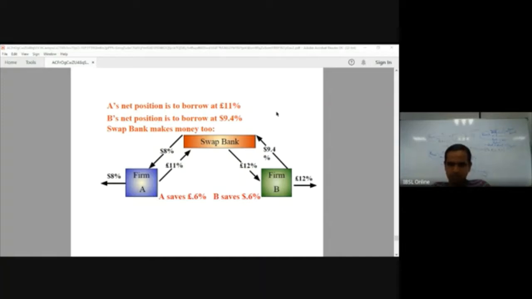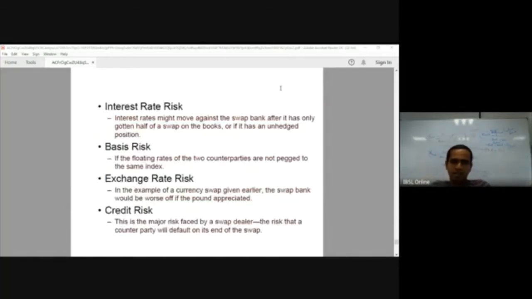Now this is a little risky. Well, the risk actually is exchange rate risk is also there for swap bank, right? So what they receive in one currency should be matched against what they receive in the other currency. Actually, their receipt should be more than what they pay, otherwise they'll make losses. Then the risks of swaps, interest rate risks, if interest rates change, right? The risk of interest rates going against you. Interest rates might move against a swap bank after it has only gotten half of a swap on the books, or if it has an unhedged position.